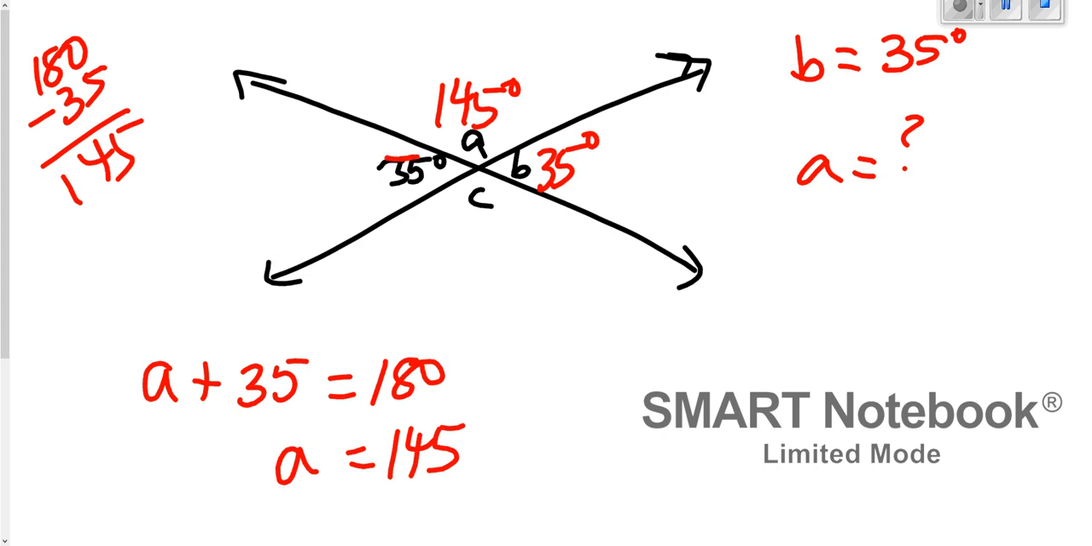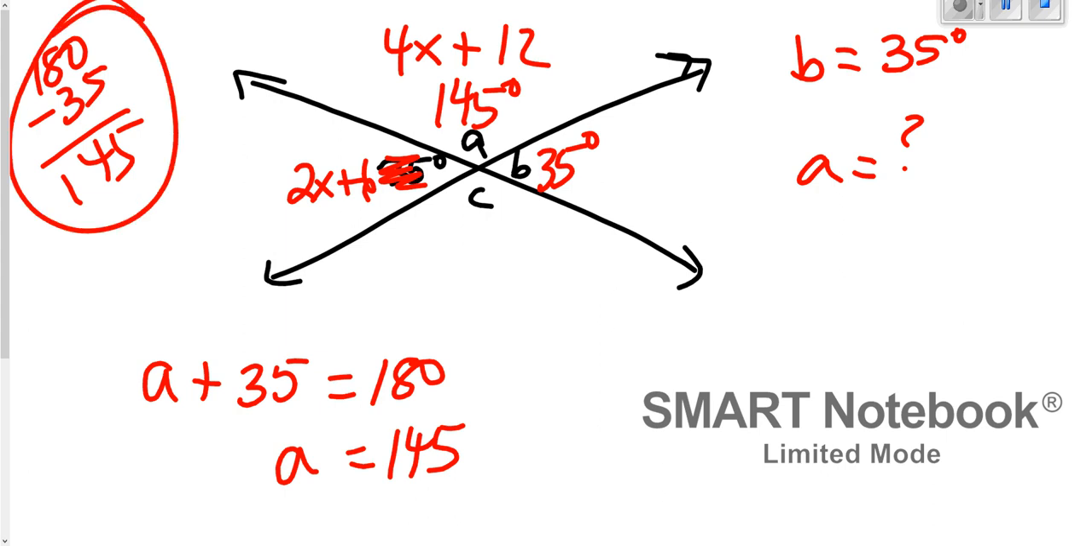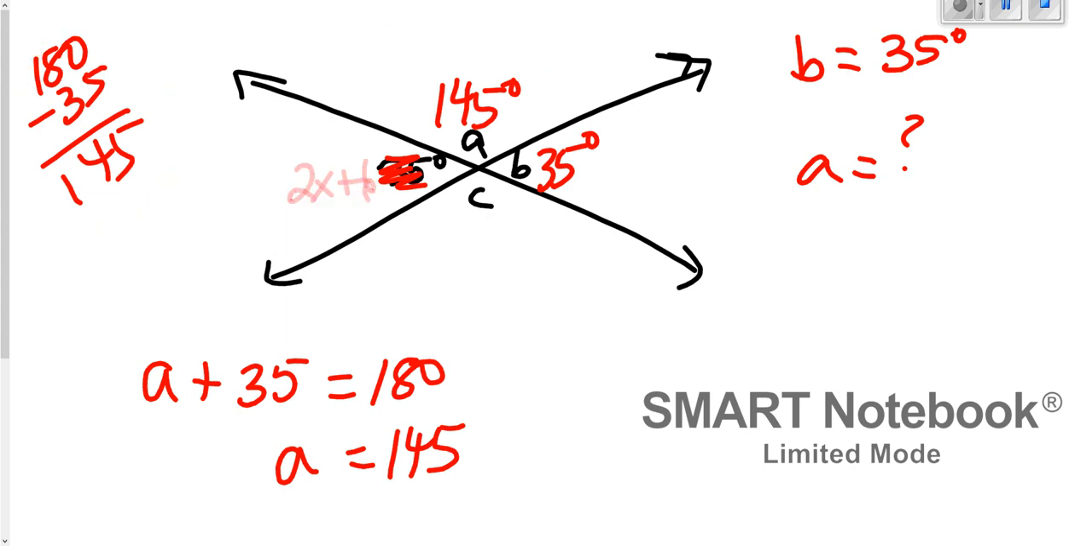For example, instead of 35, maybe I tell you that this is 2x plus 6, and instead of A, I write that this one is 4x plus 12. Then you can't do this. You'll have to do an equation. But we'll worry about that later. Now that we know that A is 145, then we also know that C is 145 because A and C are vertical angles.